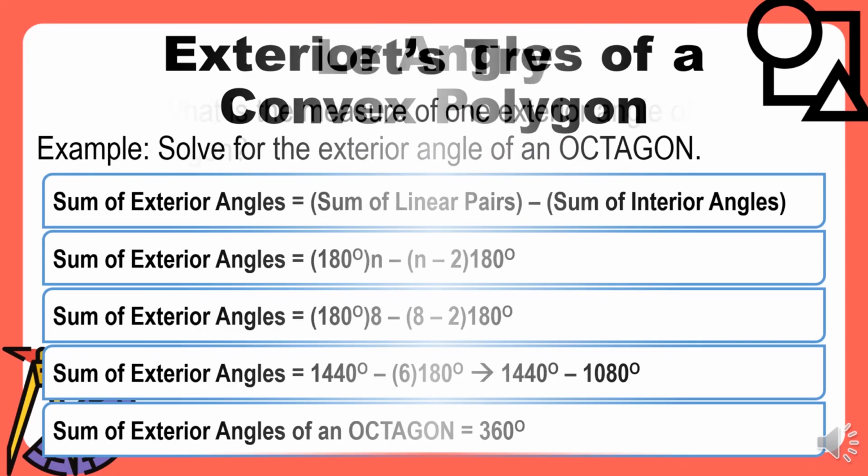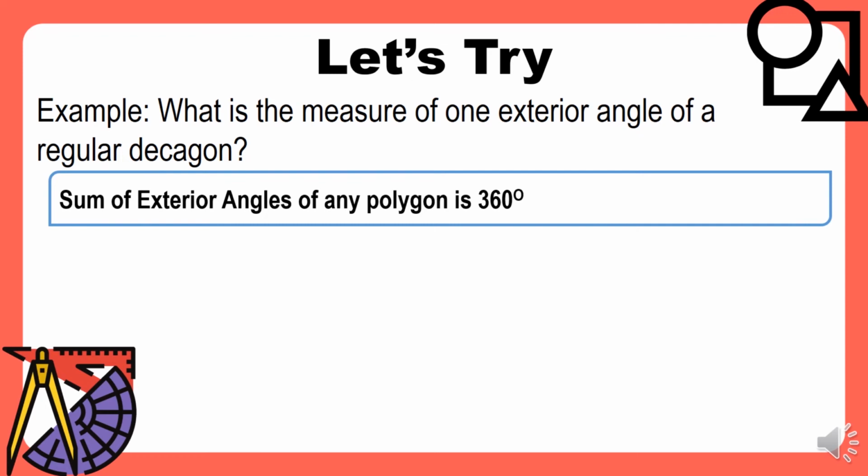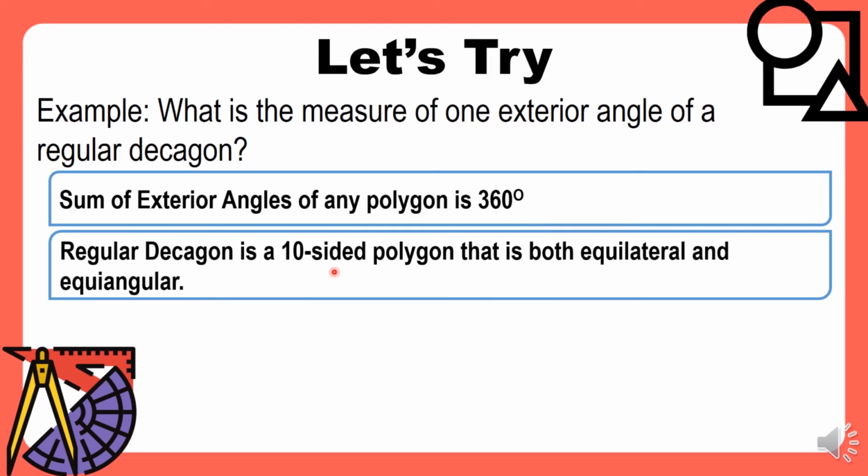Now let's try this. What is the measure of one exterior angle of a regular decagon? Do not forget that the sum of exterior angles of any polygon is 360 degrees. A regular decagon is a 10-sided polygon that is both equilateral and equiangular.